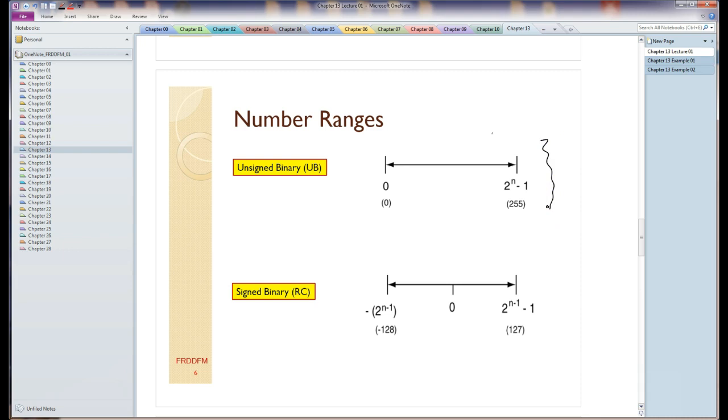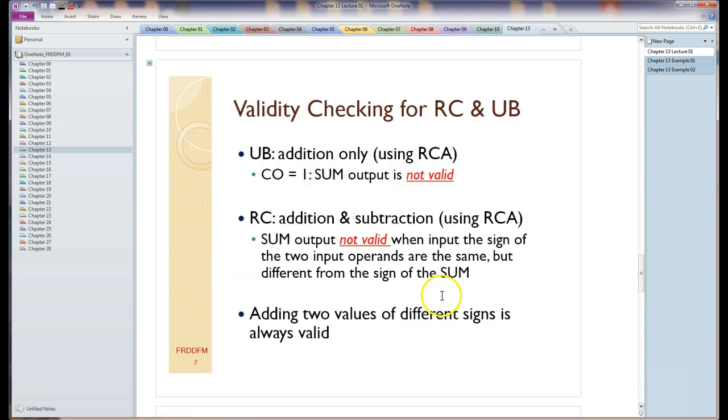The issue here is if my result falls into this range, it's okay, but if it falls out here or out here, it's not valid. And the same with signed binary radix complement form. If the result's in here, it's okay. If it's out here, it's not valid. And we're going to design checks to find those conditions.